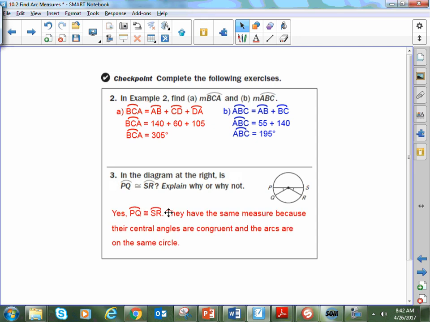Well, in this case, I would say yes, they are congruent because they do have the same measure, even though I have no idea what the number is. They do have the same measure, and because they're in the same circle, that would make the two arcs congruent to each other.